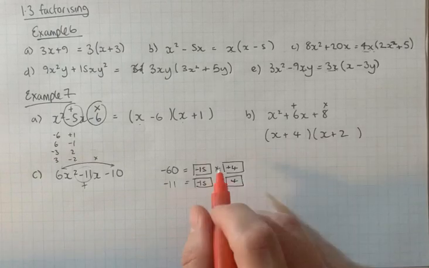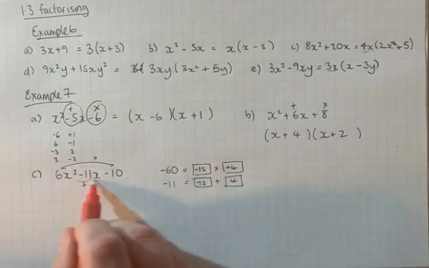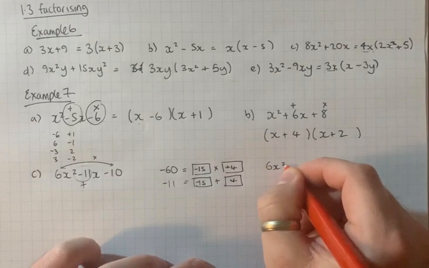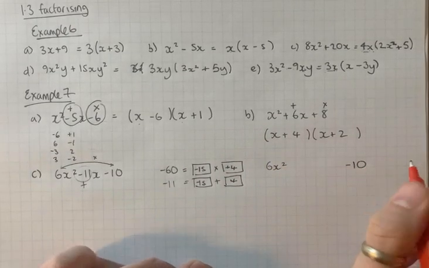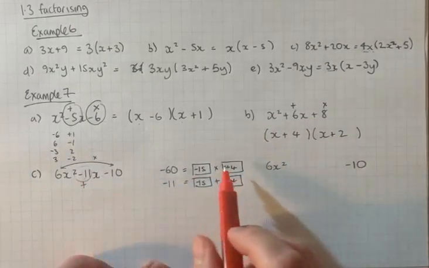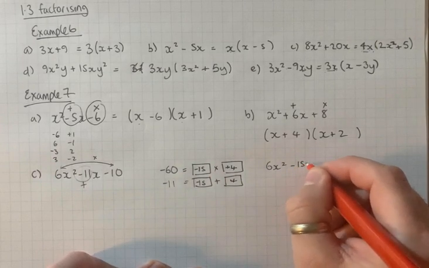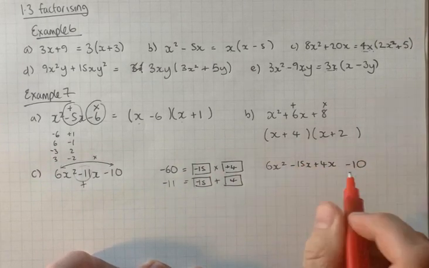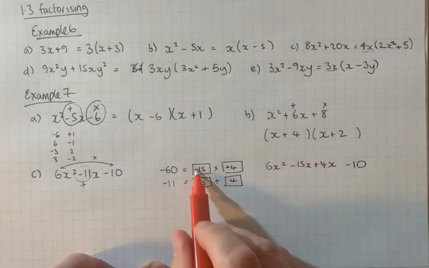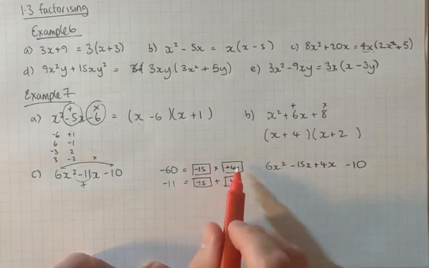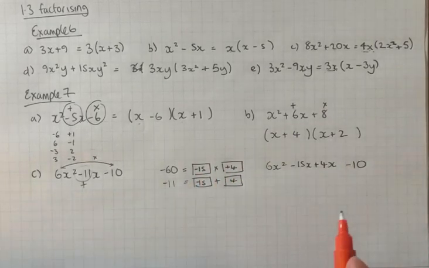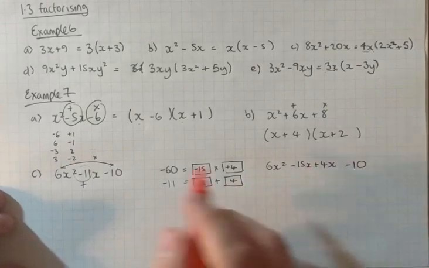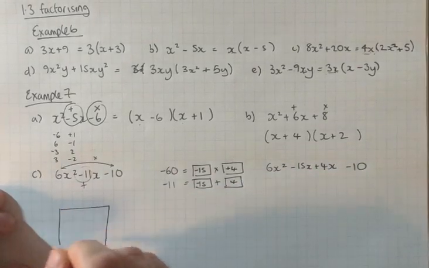Now what you do with these numbers is split up this middle term. So it's 6x squared and minus 10. But instead of writing minus 11x, I'm going to write minus 15x plus 4x. So you split the middle term by these two numbers. What we then do is put those four terms into a multiplication grid.